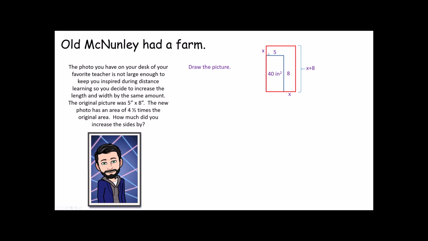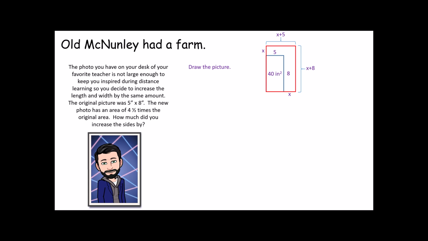Remember, the left and right sides are both the same measure. When I go to find the width, it used to be 5. That's written right here. But I increased it by x. Remember, this and this are the same size. So how long is it now? Well, from here to here is 5. From here to here is x. The new width is x plus 5.